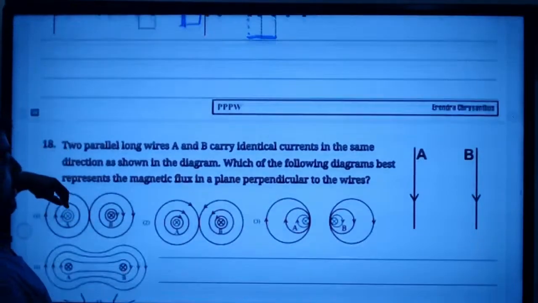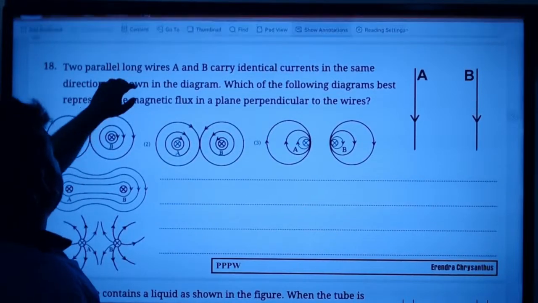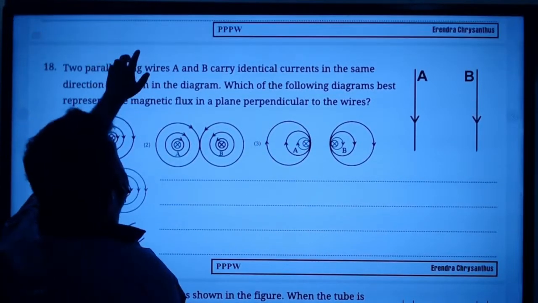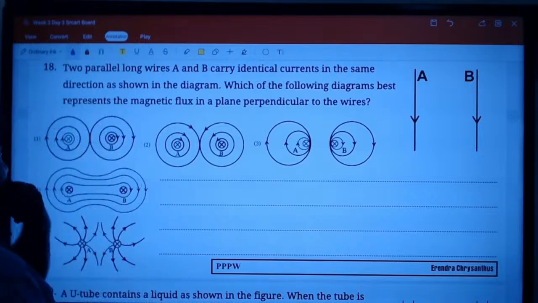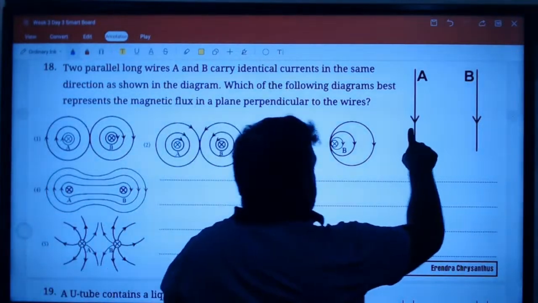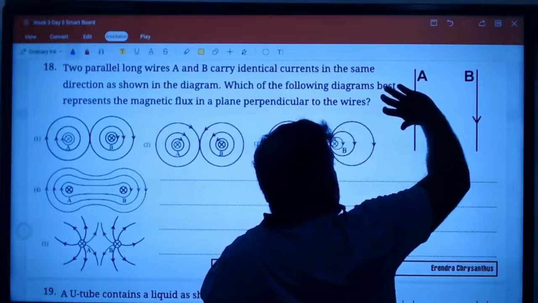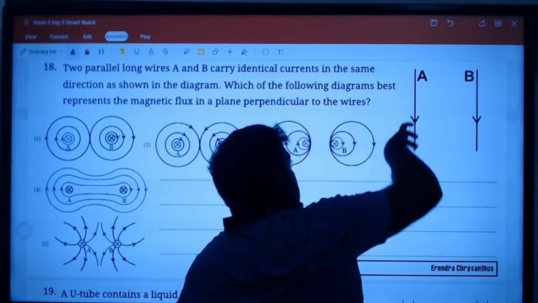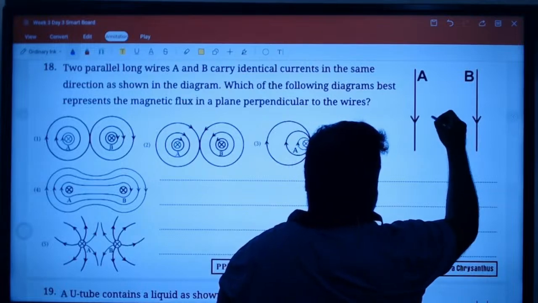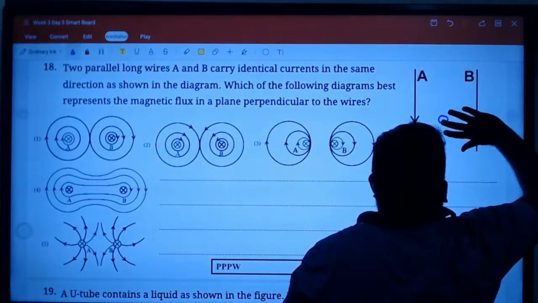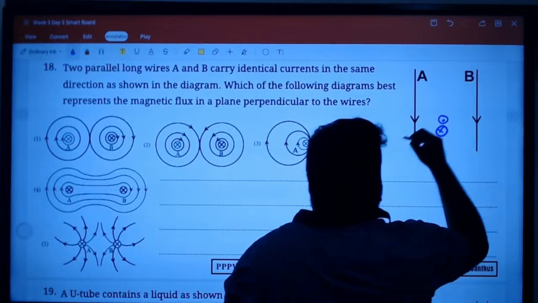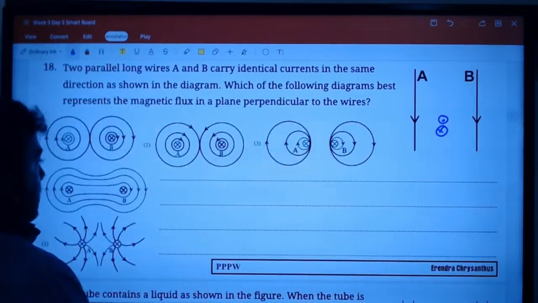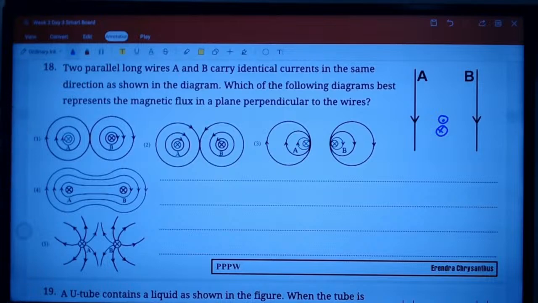Okay, moving on. Question number 18. Two parallel wires, we know this. Wires with current in the same direction means attractive. Have a look. Current going there means field is coming outwards. Current going there means field is going inwards. Inwards, outwards will cancel off. There is no magnetic field at the center, which means the correct answer is answer number 4.